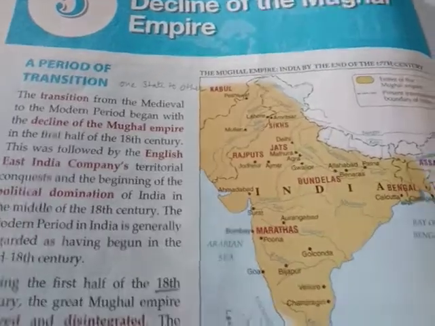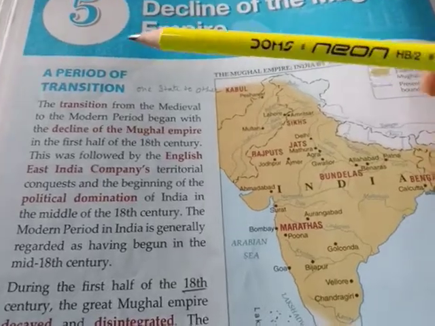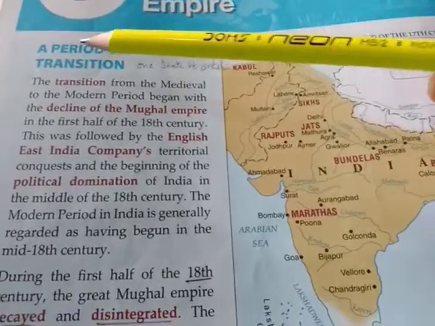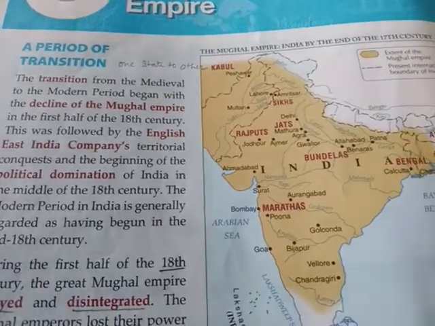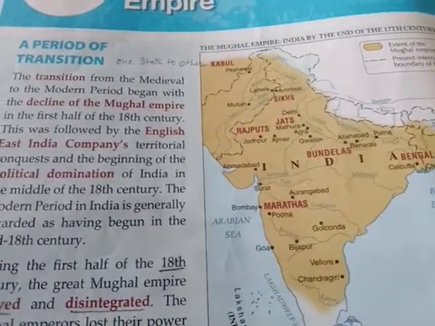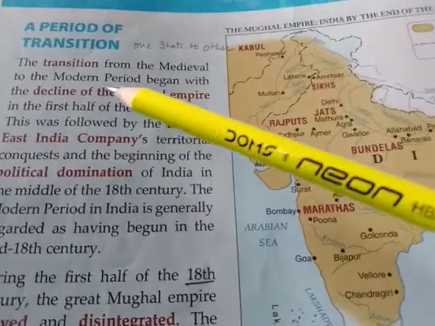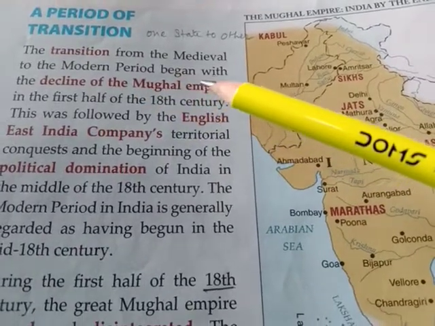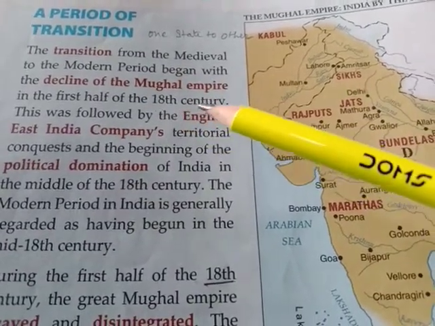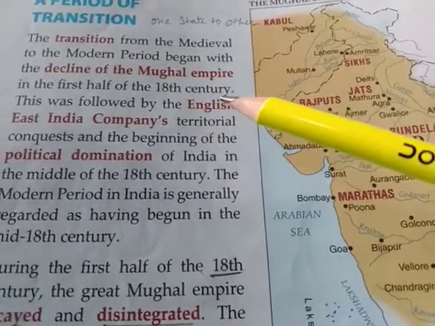So we have studied the great Mughal Empire, and now it came to an end. Here in the chapter we will discuss a period of transition. Transition means changes took place from one rule to another rule. The transition from the Mughal to the modern period began with the decline of the Mughal Empire in the first half of the 18th century.